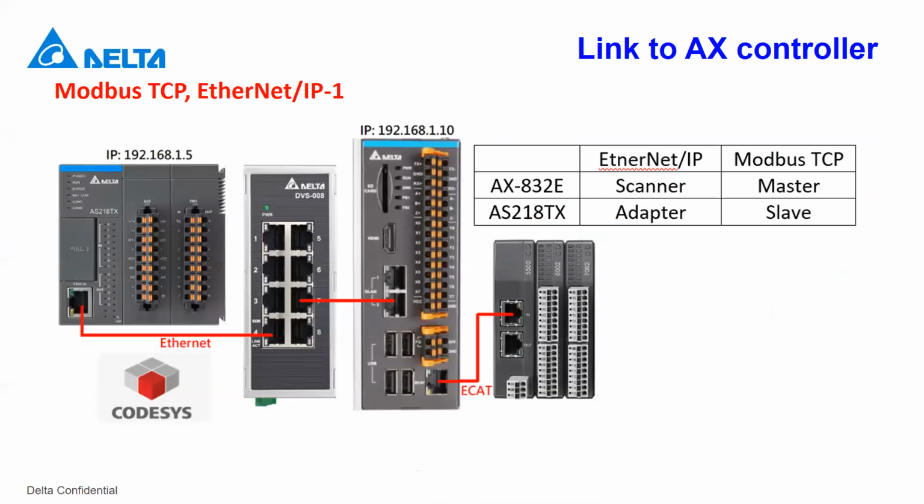Okay, and this will give you an example of how to use the AX controller linked to our AX PLC. So you can see in this example, we use the X8 as Ethernet IP scanner, Modbus TCP master, and X200 will become adapter and slave.